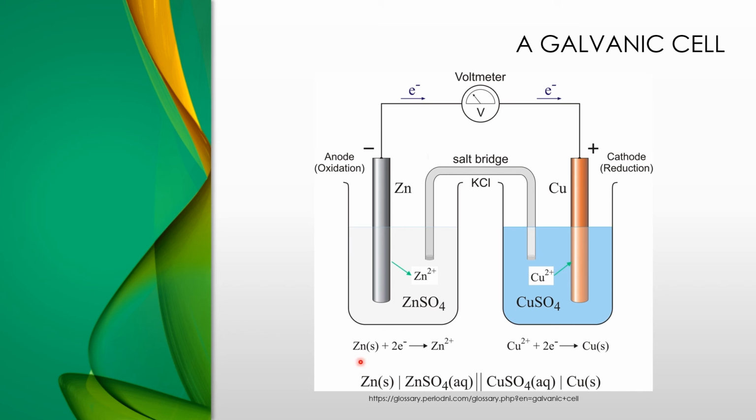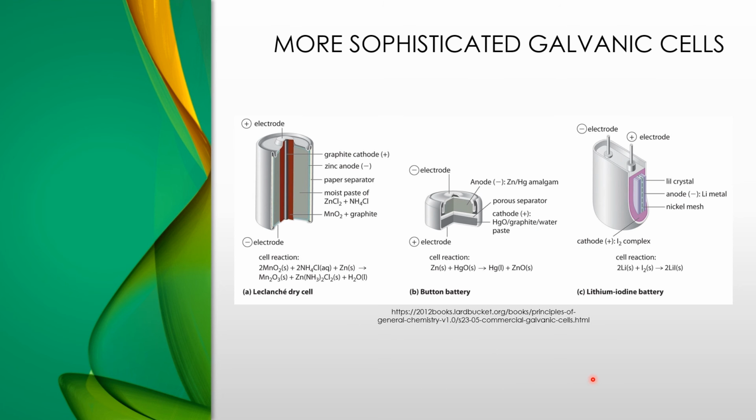Keep in mind as well, a lot of the time cells get written up or described like this. So you have the solid metal, the solution that it's in, a double barrier marking the other side of the half cell, the solution, and then another line marking the distinction between the solution in the cell and the solid metal as well.